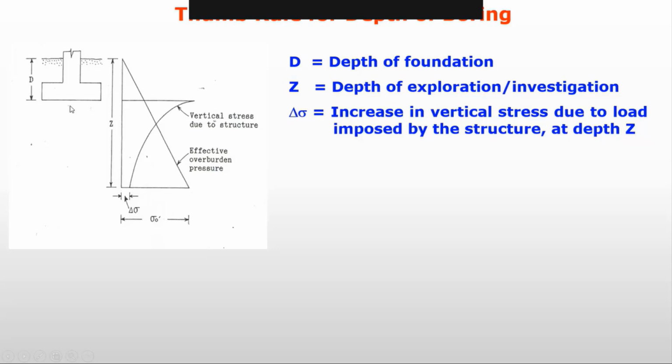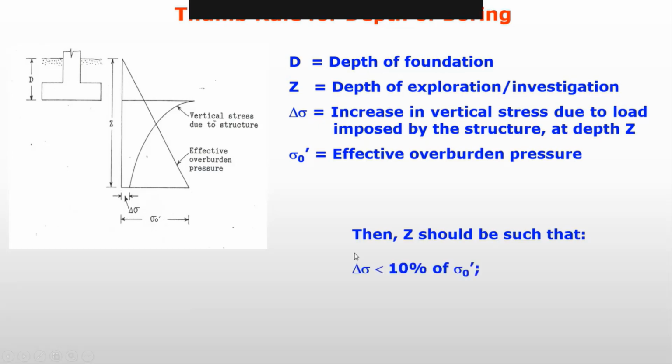This is the load at Z depth when the foundation has been kept at D depth. Foundation has been kept at D depth, and at Z depth the pressure due to foundation is delta sigma, and the original effective overburden pressure is sigma 0 dash. Then delta sigma should be approximately 10% or less of the effective overburden pressure.